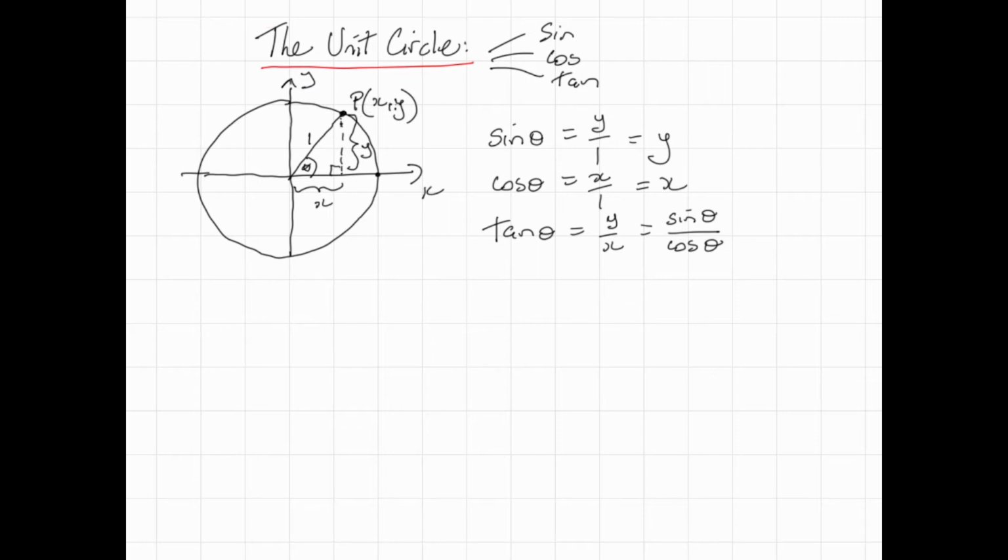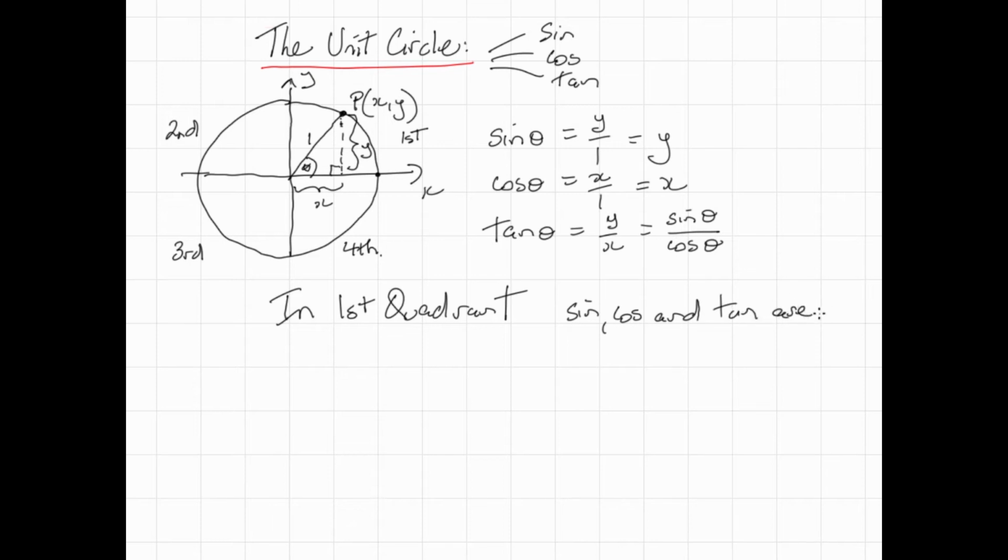So as you can see, P is going to have a positive x and positive y. So we number our quadrants here. This is the first quadrant. This is the second quadrant. This is the third quadrant. And this is the fourth quadrant. So in the first quadrant, you can see we get quadrant from a quarter of the circle. So in the first quadrant, everywhere up here, sine, cos, and tan are all positive.